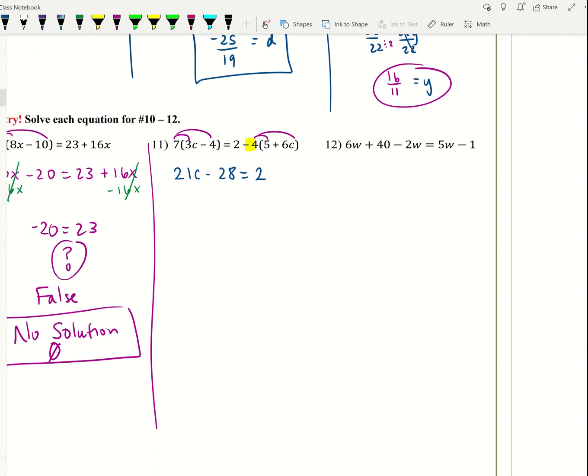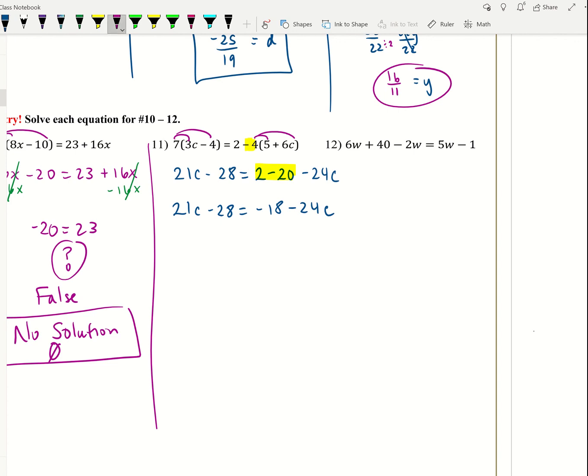I'm just going to record the 2. Negative 4 times 5 is negative 20. Negative 4 times 6c is negative 24c. I will now combine any like terms that show up on the same side. And everything else I'll just rewrite. 21c minus 28 equals negative 18 minus 24c. You can use a calculator to help you with that.